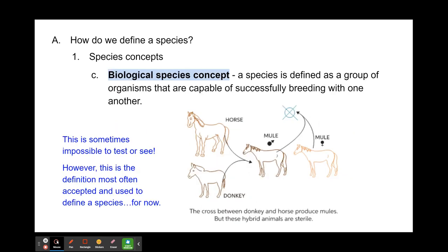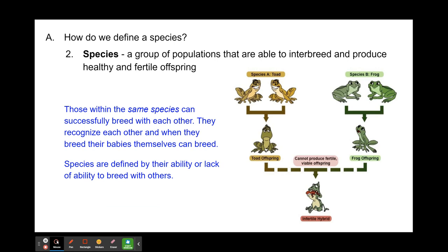The last concept is called the biological species concept. This states that a species is defined to be a group of individuals that are capable of successfully breeding with one another. This is the most commonly accepted species definition. However, it is often impossible to test or see unless you isolate those individuals in a controlled lab setting or in an enclosure of some kind and try to get them to mate with one another. So, for our definition of species in this class, we're going to stick with the biological species concept.